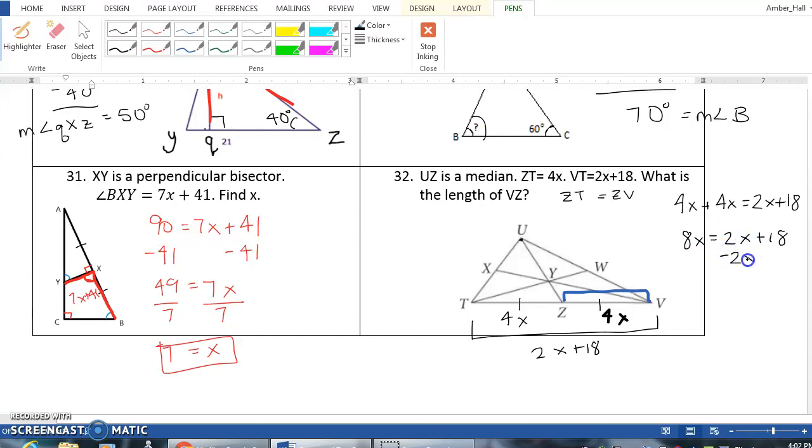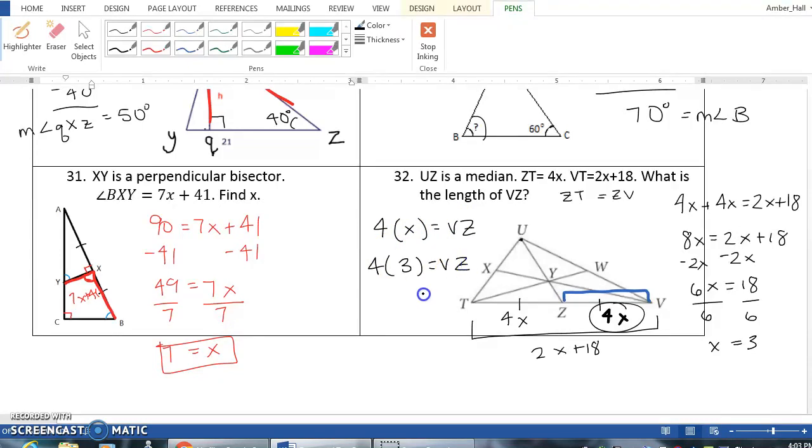I subtract 2x from both sides. 6x equals 18. Divide both sides by 6. X equals 3. Now I have the value of x. I can plug it into my VZ. So I know that 4 times x equals VZ. I know what x is now, so it's 4 times 3 equals VZ. Therefore, 12 equals VZ.